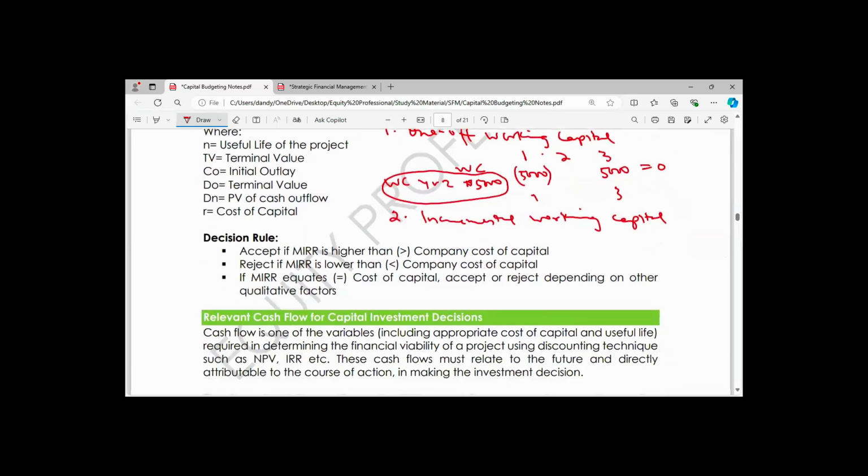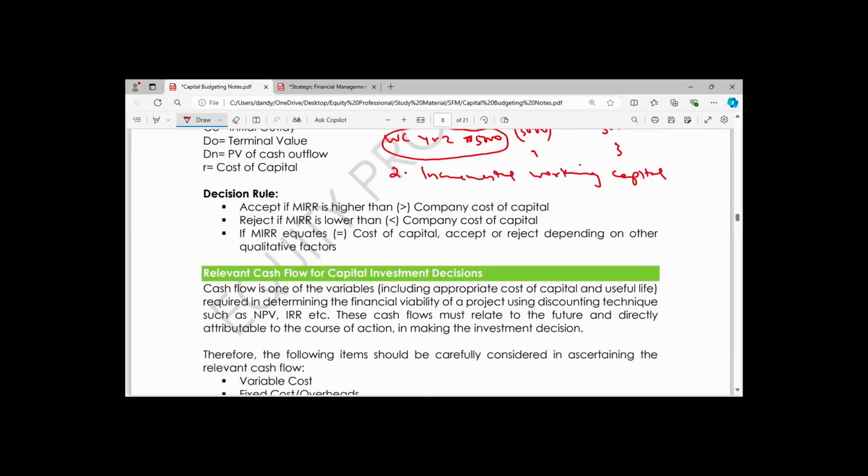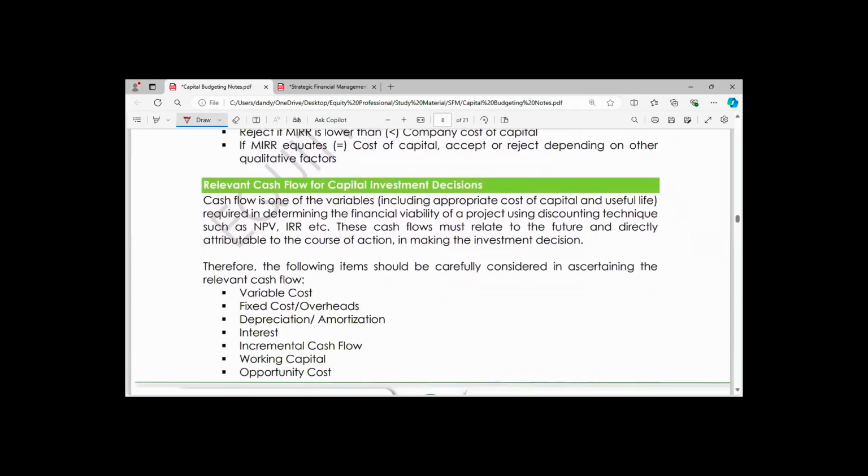For example, say you are given working capital for year 1, year 2, year 3 for simplicity. Working capital for year 1 is 1,000. Year 2 is 1,200. Year 3 is 1,500. You will notice that working capital is increasing year on year. Therefore, when you want to calculate your working capital, you are supposed to consider only the increment. I would then say incremental working capital.